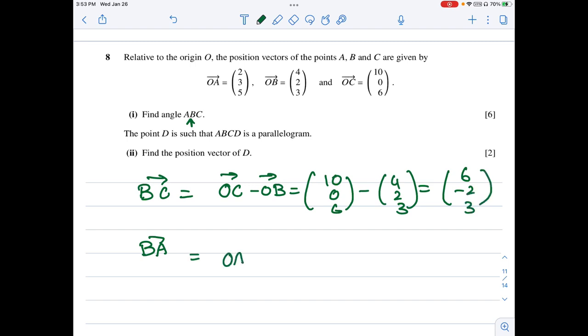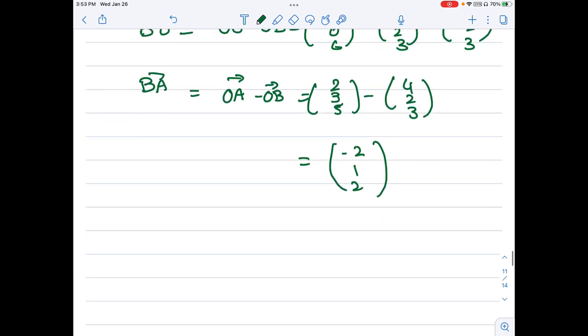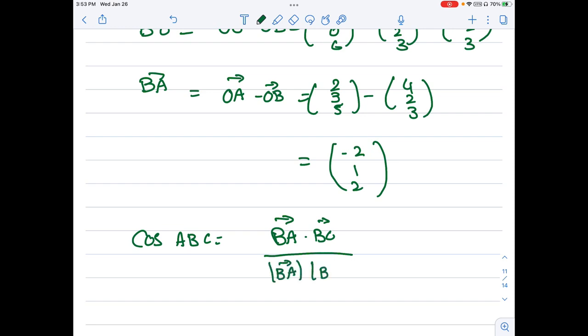BA, second vector minus first vector, OA minus OB. OA is nothing but what? 2, 3, 5. OB is nothing but what? 4, 2, 3. So minus 2, 1, 2. So I find cos ABC, which is BA dot BC by the modulus of BA and the modulus of BC.